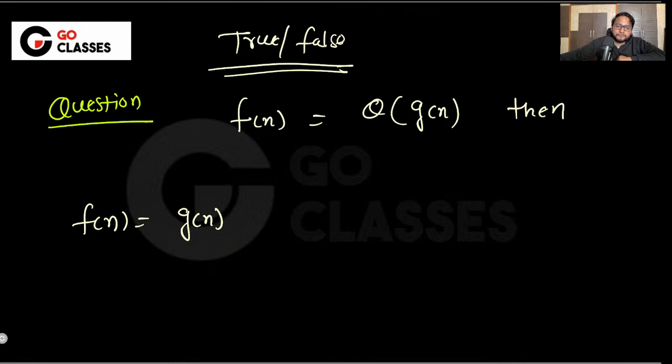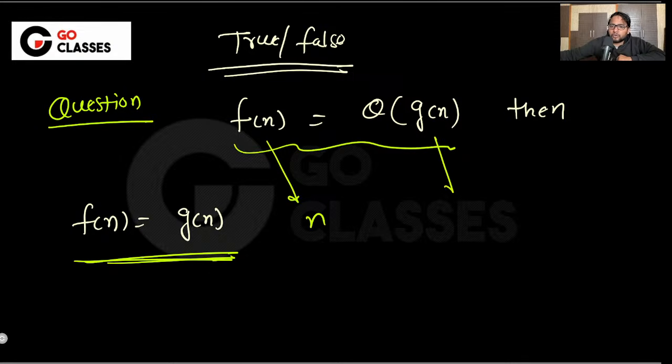What do you think? If Fn is theta of Gn, are they really the same? No, this Fn could be n, and this could be 2n, right? They are not exactly the same. So that's why this is false. This is false, right? Okay.